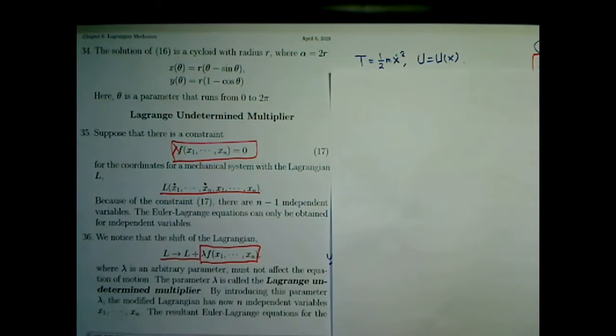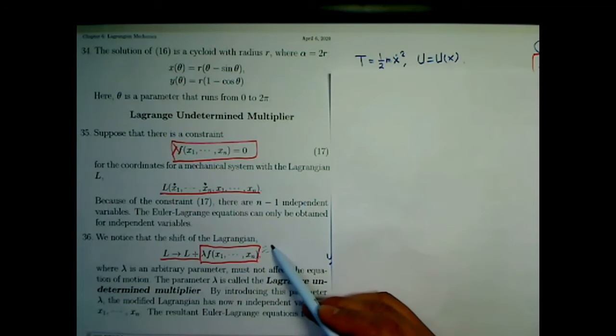This constraint equation is actually 0, but we multiply it by an arbitrary parameter called the undetermined parameter lambda. Because f equals 0, any non-zero value lambda multiplied by it again gives 0. So addition of this 0 to the Lagrangian leaves it as an unchanged Lagrangian, because this is exactly 0.